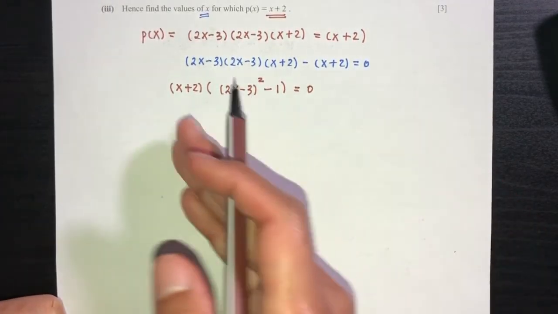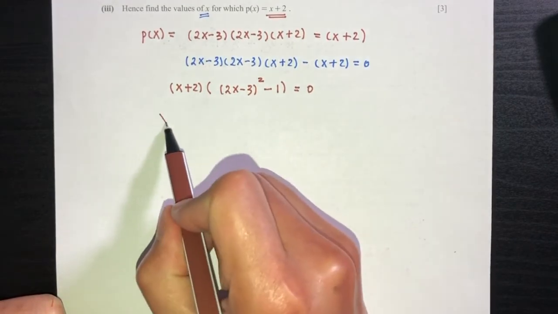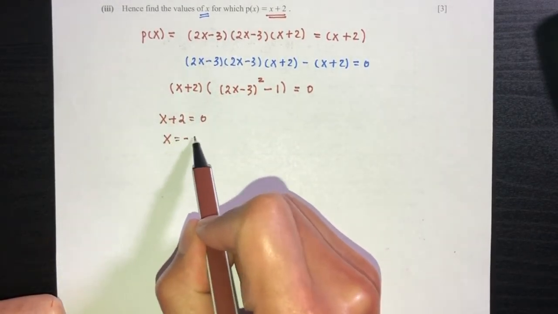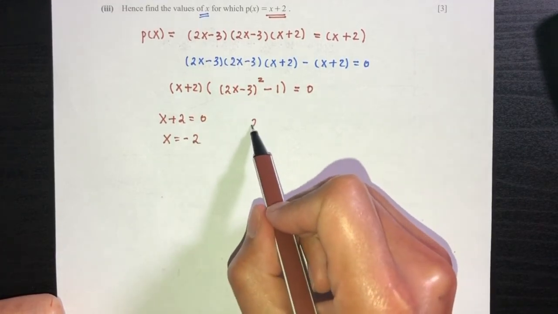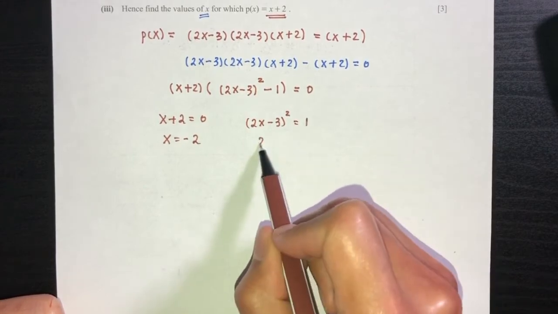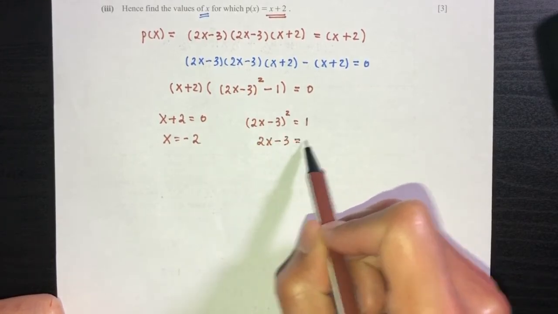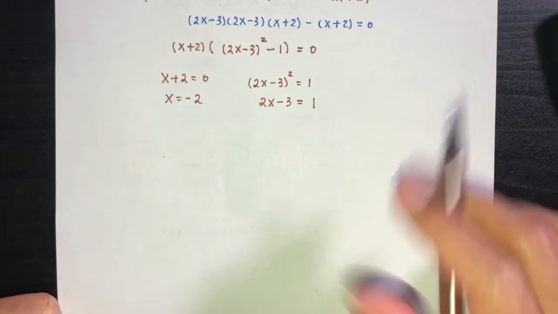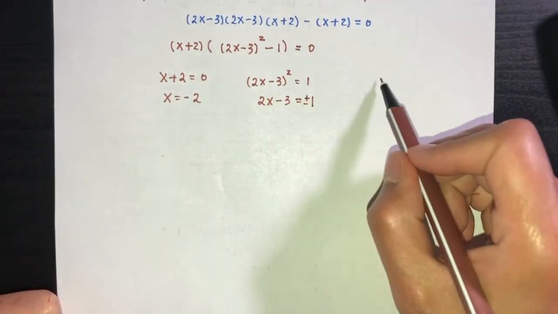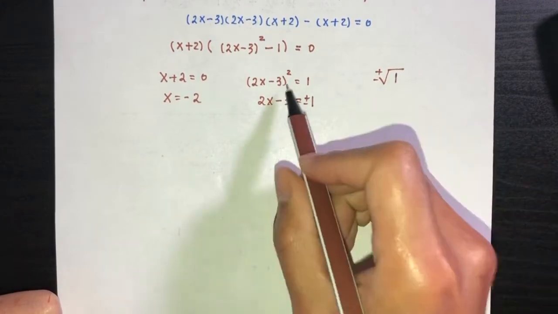Then we can solve now. First one will be x plus 2 is equal to 0, so x will be minus 2. And here it will be 2x minus 3 square is equal to 1. 2x minus 3, that is 1. Sorry, so that will be plus minus 1, right? Because the square root will be this way.